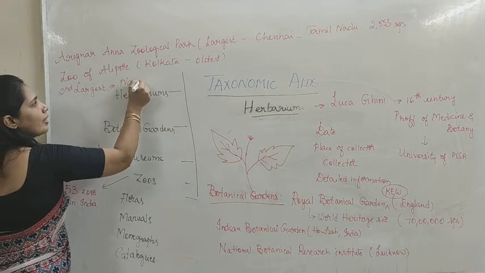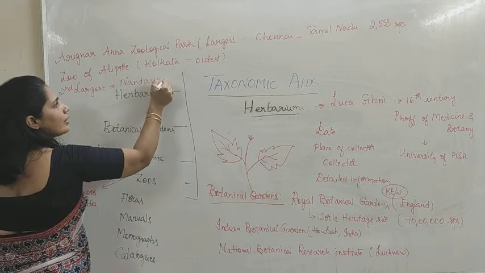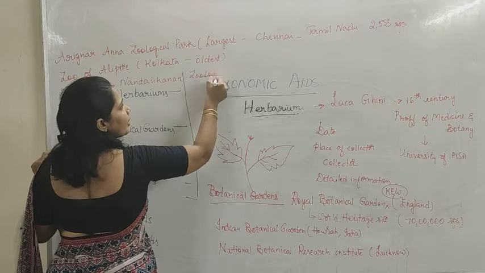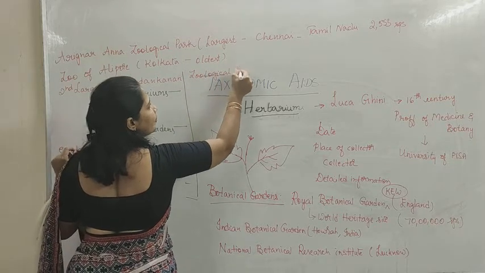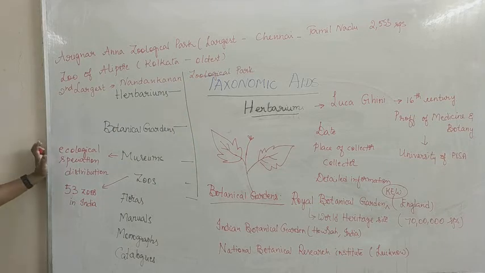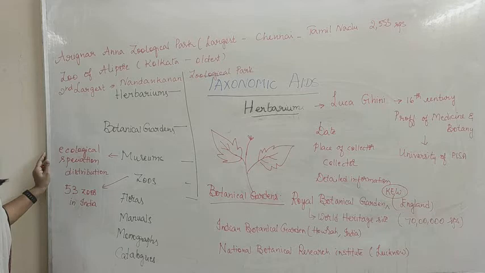is Nandan Kanan Zoological Park. The zoos are the places where the animals are allowed to breed naturally in their natural habitats, and we can closely monitor their habit and behavior.